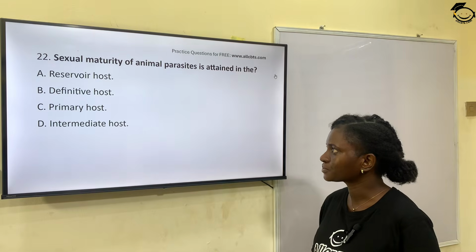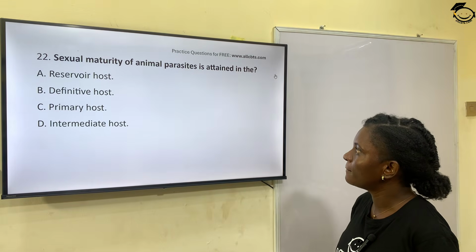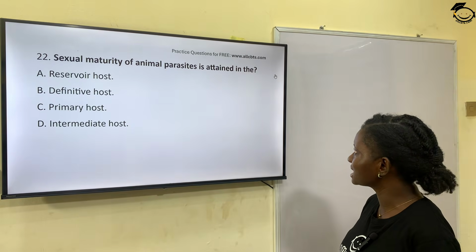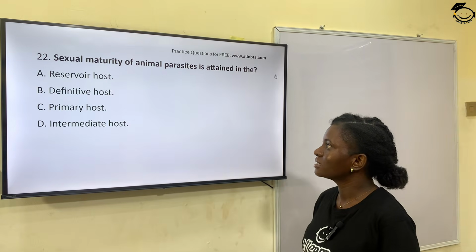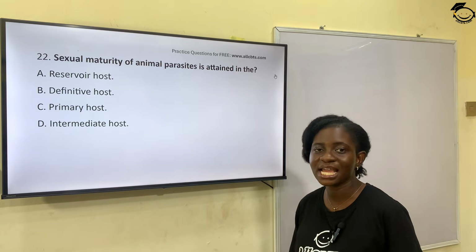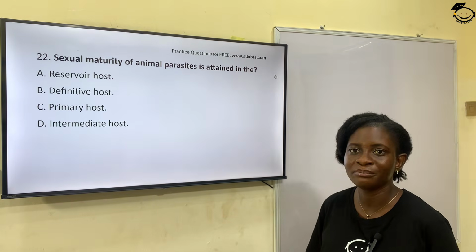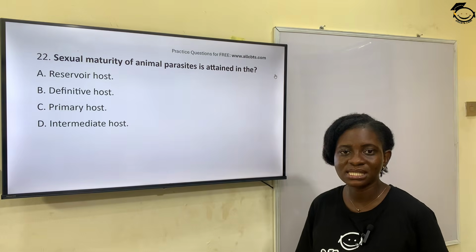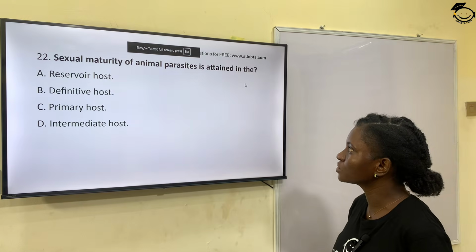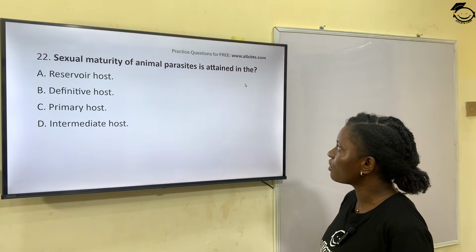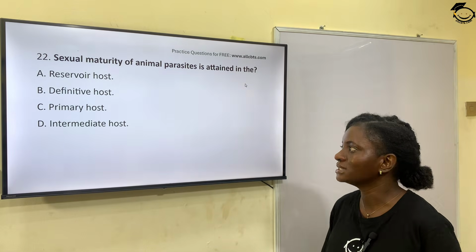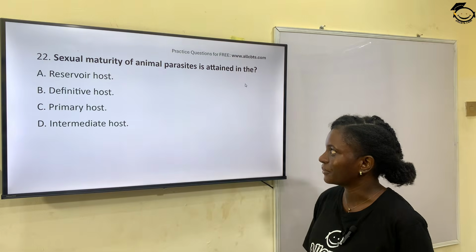Question 22. Sexual maturity of animal parasites is attained in the: A. reservoir host, B. definite host, C. priming host, D. intermediate host. So the sexual maturity of animal parasites is attained in the definite host. So that is the correct answer.